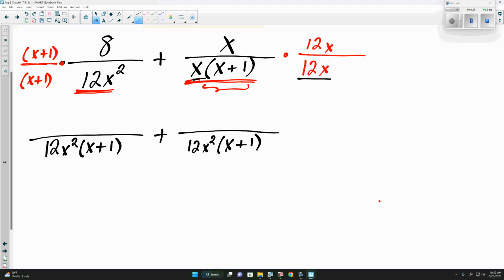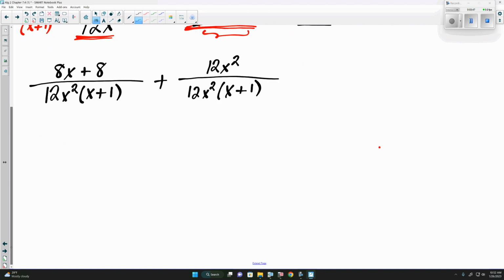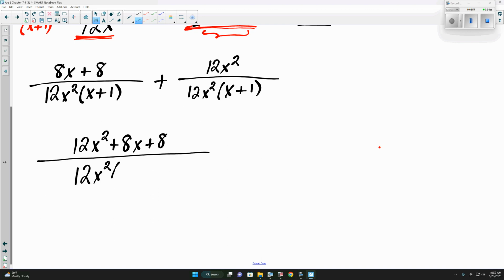Now the numerators we will need to multiply through. So we'll do x times 8 is 8x. 8 times 1 is plus 8. On the other side, we have 12x times x is 12x squared. Now, since it is addition, we can go on and add them together. There is no issue with sign changes. So what we get is 12x squared plus 8x plus 8 over 12x squared times x plus 1. Questions? Questions, guys?